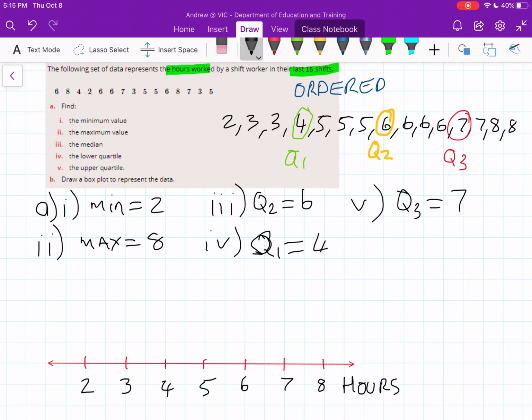Okay, so now we actually start by drawing it. I always like starting off with our middle point, which is Q2, because this is where a vertical line is. It's the middle of the box. So I'm going to draw that right here at 6, our Q2. Now I'm going to draw Q3 and Q1. They're the other vertical lines of the box, which is at 7 and 4. So now we can actually do the box part of our box and whisker plot by just filling in the top and the bottom.